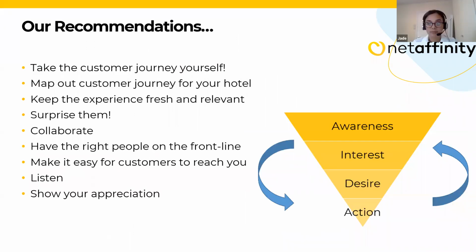So our final recommendations for you today: take the customer journey yourself. Make sure that you put yourself into customers' shoes, and map out the customer journey for your hotel, and all the touch points that your customers need to go through. Keep the experience fresh and relevant. Surprise them with jam or with other surprises. We all love surprises. Then collaborate. Have the right people on the front line. Make it easy for customers to reach you. Make sure that you listen and show appreciation.